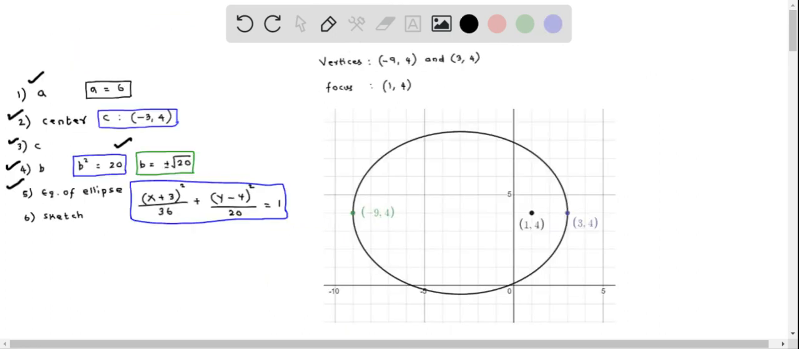And finally, we sketch the ellipse using the equation of the ellipse that we have determined. Here I have sketched the ellipse using the online graphing utility. So this is the sketch of the graph. We can see that it has vertices at (-9, 4) and (3, 4), and this one is the focus of the ellipse.